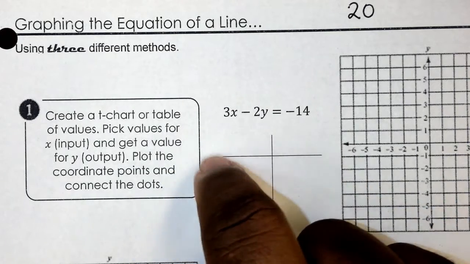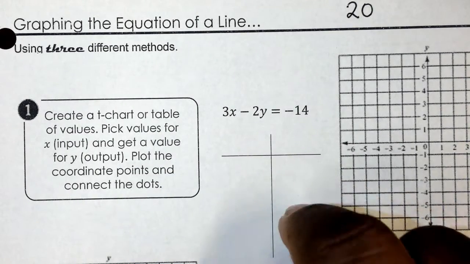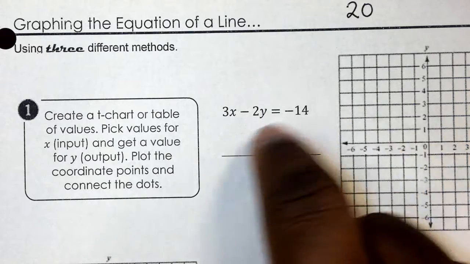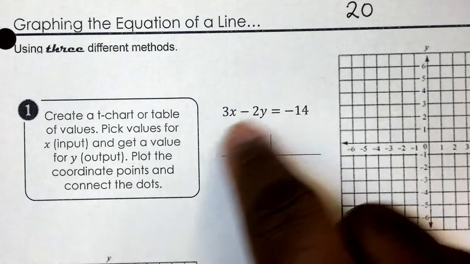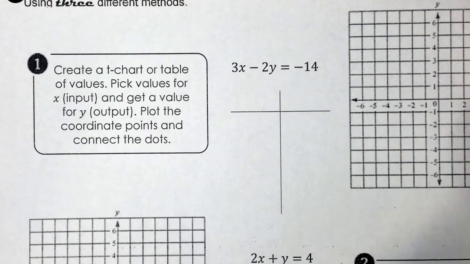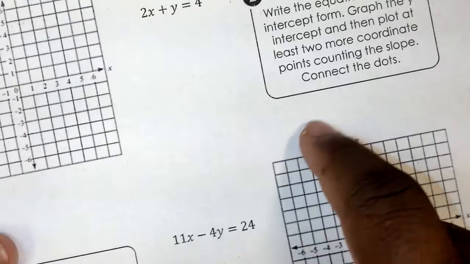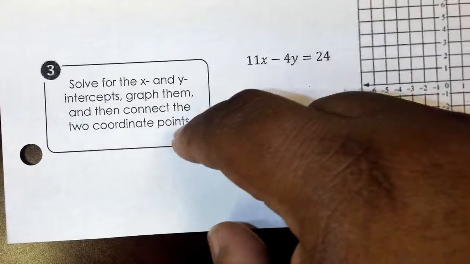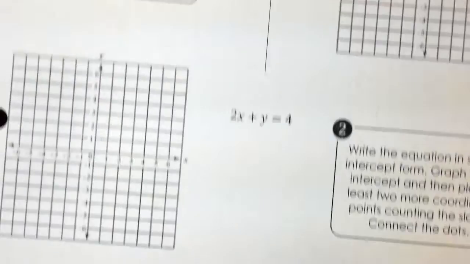This first one is telling us to do a T-chart with X and Y inputs. That's a waste of time. We're going to put this equation in slope-intercept form, and then we're going to graph. We're not going to do the T-chart method. We're not going to do this one at the bottom, this X and Y intercepts method. We're going to do slope-intercept form, do that, and run with it.